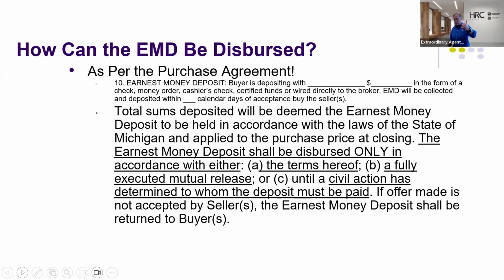So either we closed according to the terms of the purchase agreement, it was applied to the purchase price, we have a fully executed mutual agreement, or there was a court action that said, give it to these people this way. Now, that's keeping it simple, and everybody knows that's one of my MOs. KISS principle. I hope everybody's good with that.